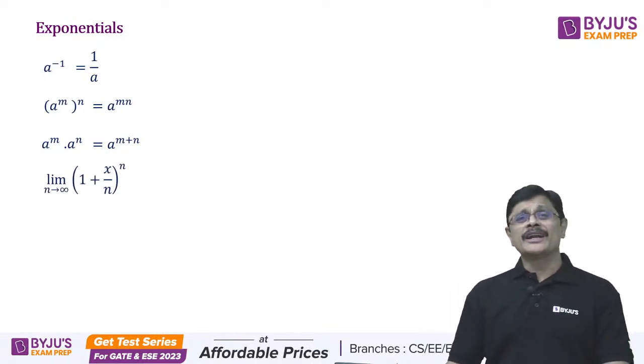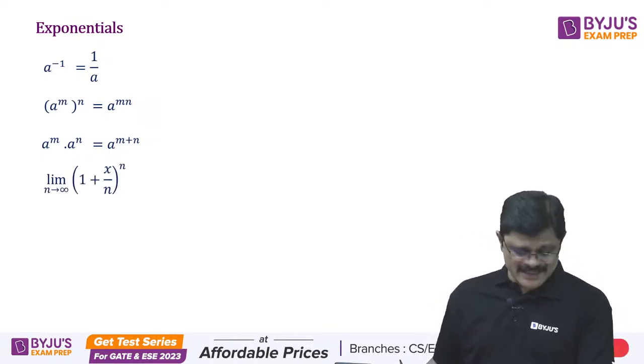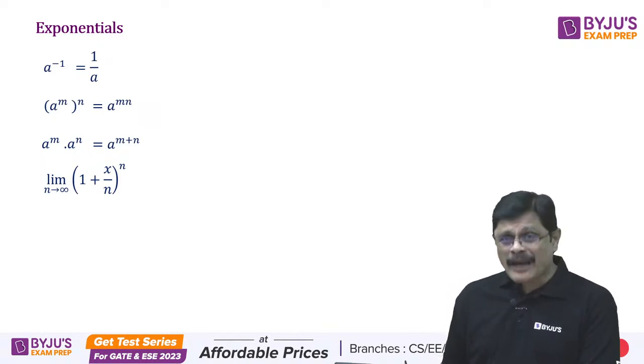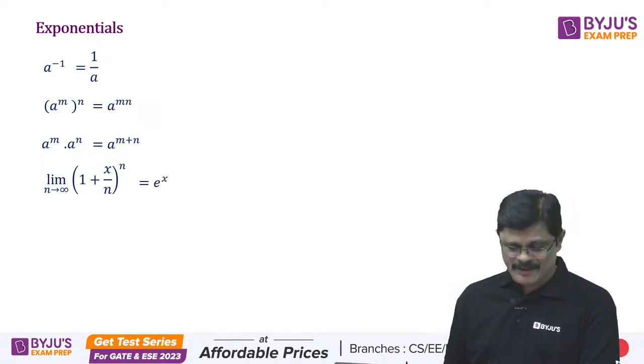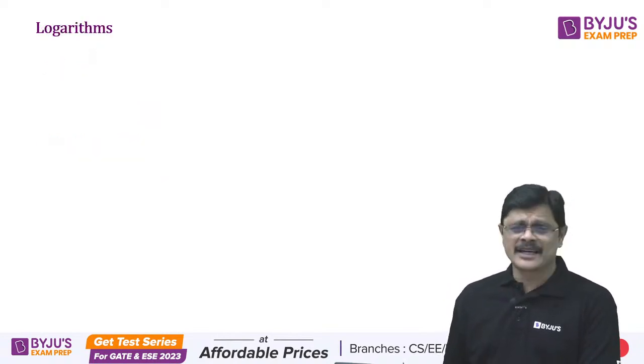Then this is one important limit formula which you are going to use. Limit as n approaches infinity, (1 plus x by n) whole power n is e power x. These are some exponential formulae.